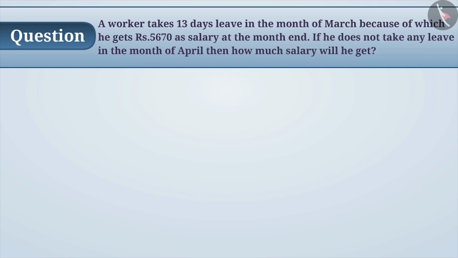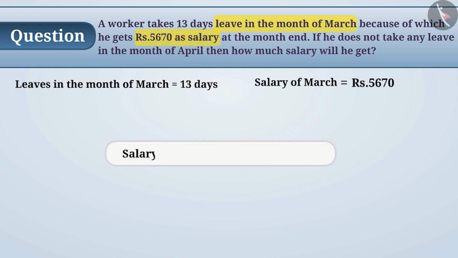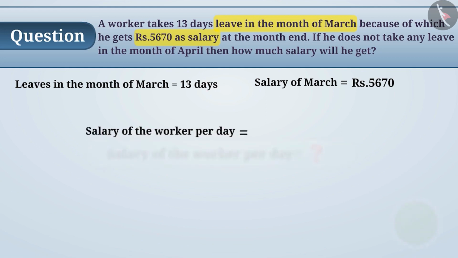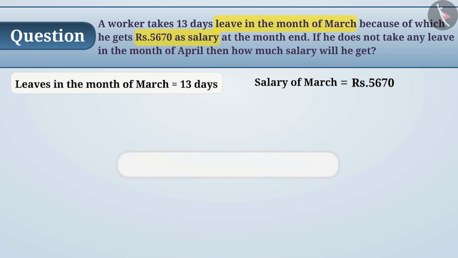Let's solve it. In the example, it is given that the worker takes 13 days leave in the month of March. Due to this, he gets rupees 5,670 as salary. Can you tell how we will find out his salary per day? Think for a while. Let me tell you. Here, it will be incorrect to divide 5,670 by 13 because the salary is given according to his working days. The salary of 13 days is deducted because he is on leave. Can you tell how many days he will be paid for? Think about it.